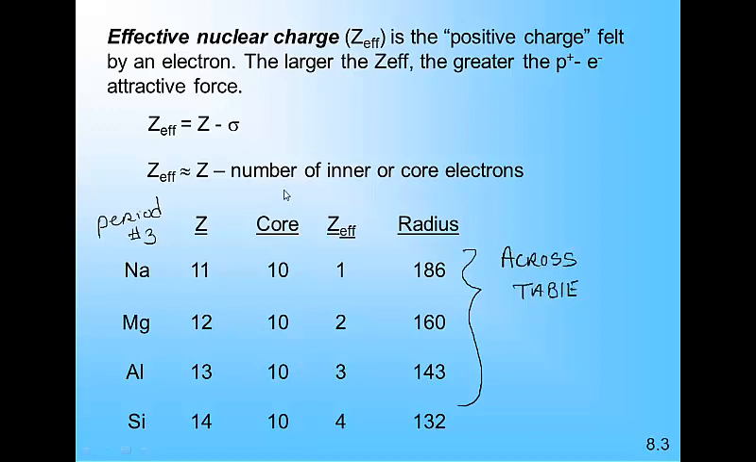Notice that the number of core electrons is constant. What changes is the number of valence electrons from family number 1, 2, 3, and 4. Those are the family numbers. So total number of electrons is the Z, core electrons is the 10, the effective nuclear charge is technically the valence electrons. And what does the radius do that's been calculated? The radius is decreasing as you go across the table.